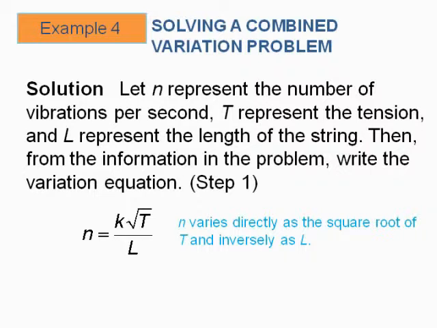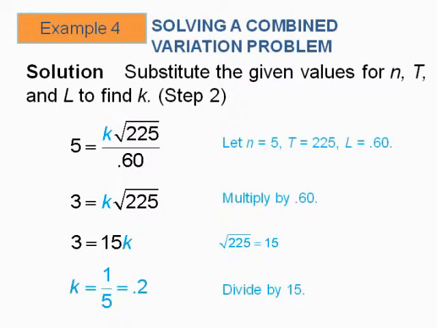Now notice K is always in the numerator when you have an inverse variation problem. So make a note of that. K is always in the numerator here if it's inverse. All right, and the rest is just kind of like it's read, isn't it? Now we did get enough information here. Substitute the given values for N, T, and L to find K. So they gave us these values.